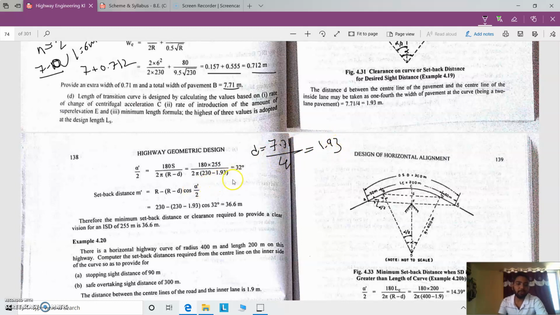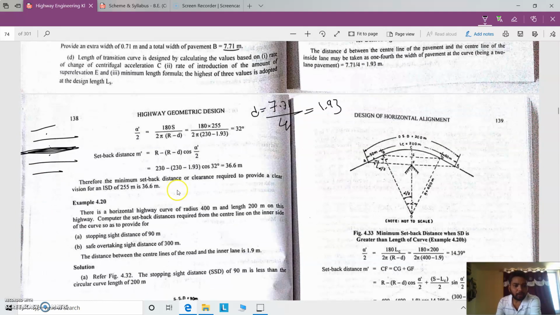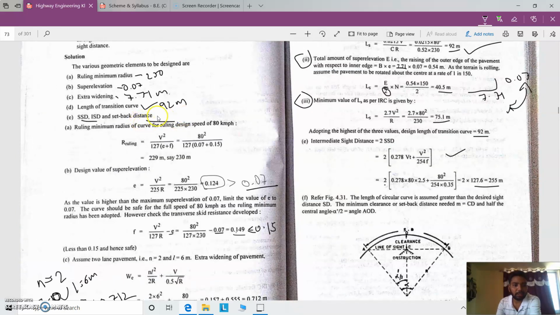And that is what is substituted, because there are four lanes, 1, 2, 3, 4, and this is the main divider, and there are two highways, two lanes with 3.5 each. There are 4 lanes, and then you can divide by 4, then you will get 1.93. And here once you substitute alpha by 2 in the equation, then the setback distance will be 36.6 meters, the setback distance will be 36.6 meters.